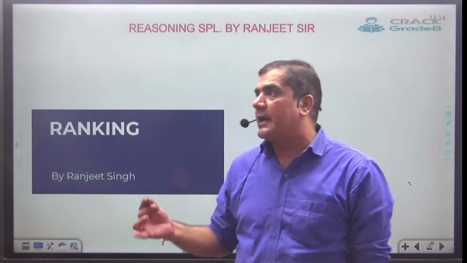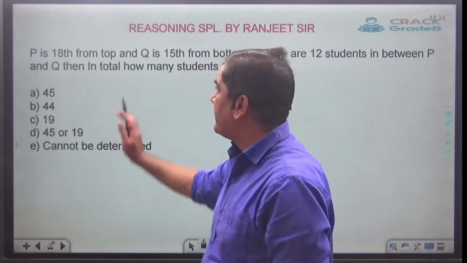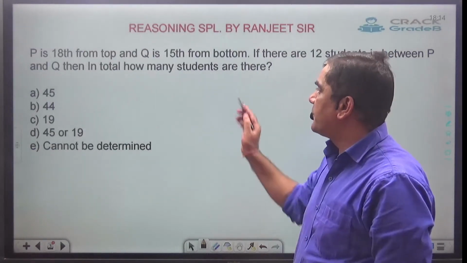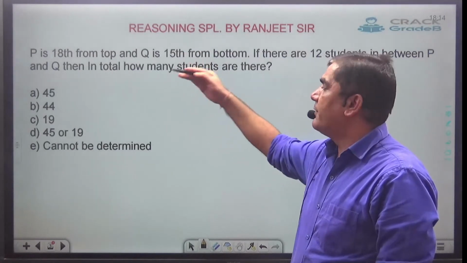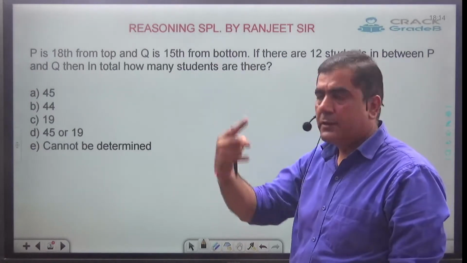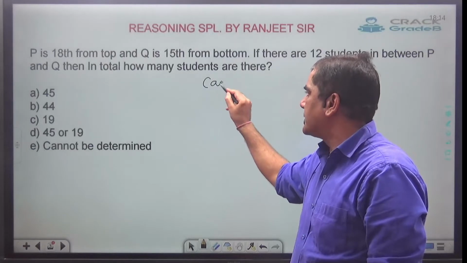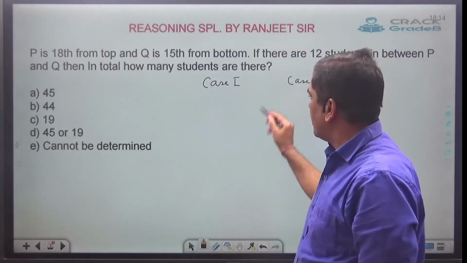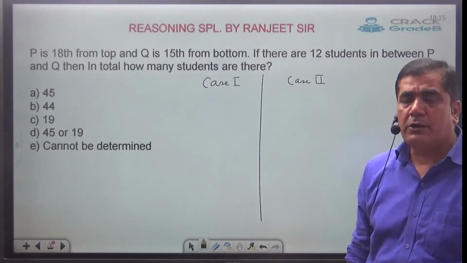Okay, let's start today's class with one problem. This part we already did in the last class. This is given: P is 18th from the top and Q is 15th from the bottom. Now here P's position is given from the top and Q's from the bottom. One position is from the top, another is from the bottom, opposite. So whenever opposite comes, always remember we have to go for two cases. Case number 1 or case number 2. Firstly we have to check whether case 2 is possible or not possible.